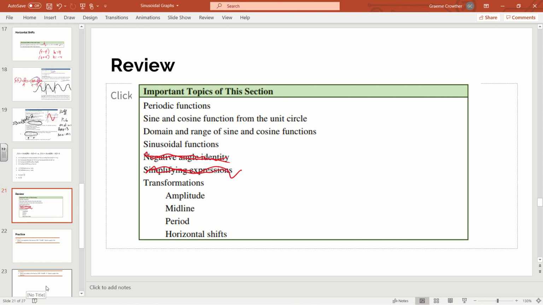But what we want to take away from this lesson are the periodic functions. They are sine and cosine functions from the unit circle. Remember, our domain is negative infinity to positive infinity. Our range of the basic sine and cosine is going to be -1 to +1. They're also called sinusoidal functions. And their transformations consist of amplitude, midline, period, and horizontal shifts. So we have some new vocabulary introduced in there.